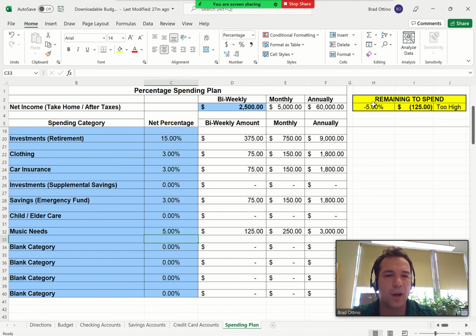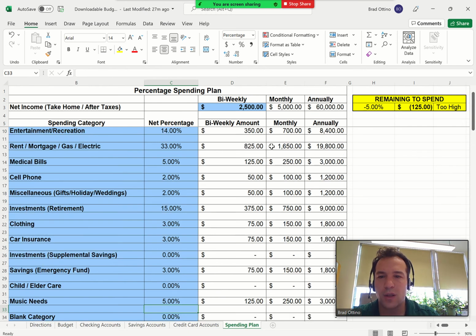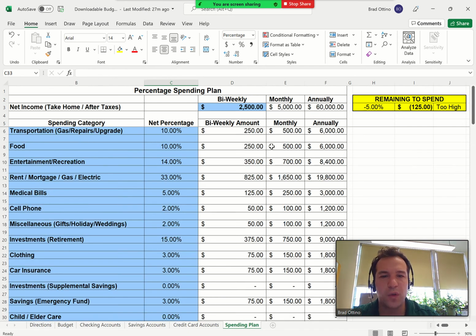You could see in the upper right-hand corner, I only have 100% to spend, and I'm 5% over that. It says too high. So I need to deduct a cumulative of 5% from other categories. I'll reduce my transportation by 3%, and I'll reduce my entertainment and recreation by 2%. At this stage, everything is balanced. Feel free to change these percentages based on your own needs or desires.